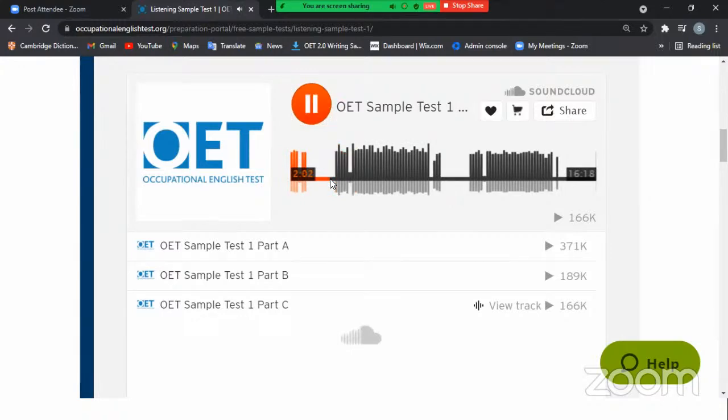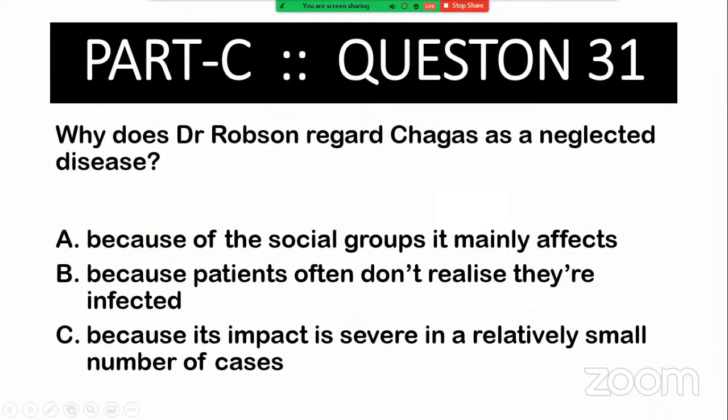Endemic to the southern U.S. Today we're talking to Dr. Jack Robson, a cardiologist and Chagas disease specialist in the USA. Dr. Robson, what is Chagas disease and why is it referred to as a neglected disease? Chagas is caused by a parasite called Trypanosoma cruzi. Most sufferers become infected when they're bitten by an insect, commonly known as the kissing bug, which carries the parasite.